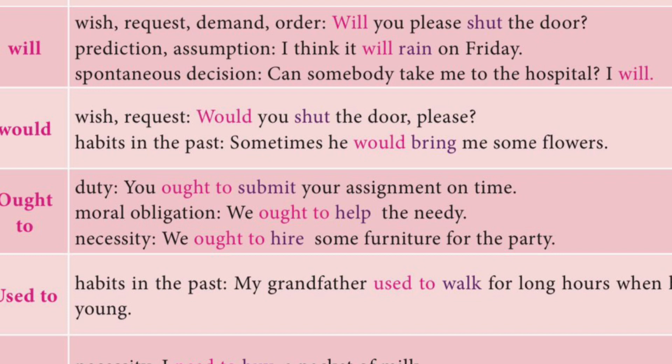Next is ought to. The modal auxiliary ought to is used to show your duty, moral obligations, or necessity. Again, do you remember where we used necessity before? The modal auxiliary must is used for necessity, as well as ought to. Look at the example. You ought to submit your assignments on time. That's your duty to do your assignments, right? So when you say that, we can use the modal auxiliary ought to.